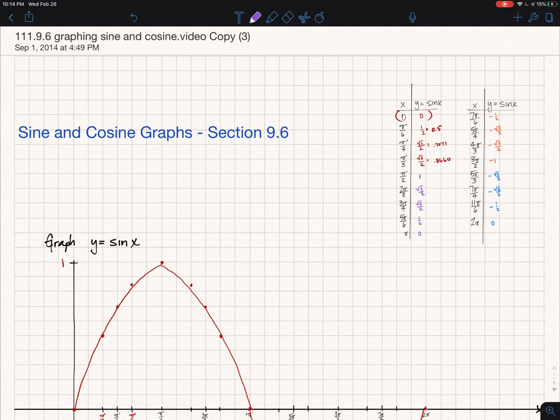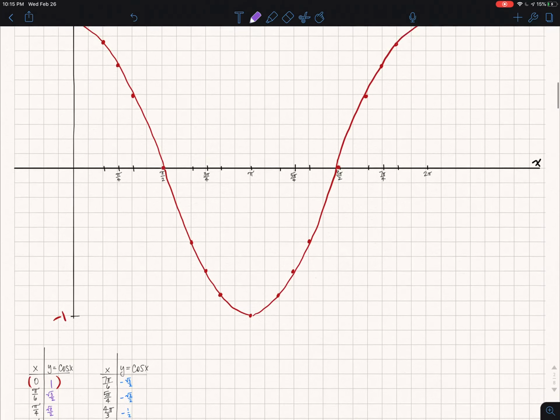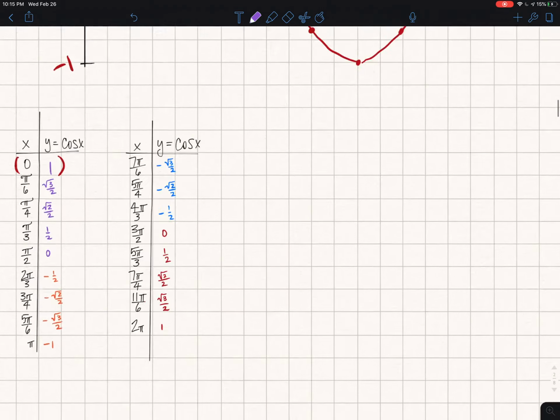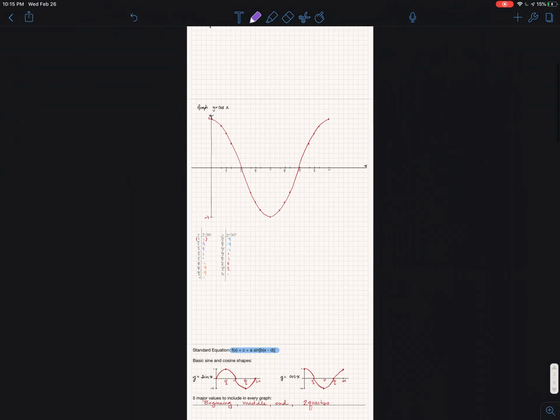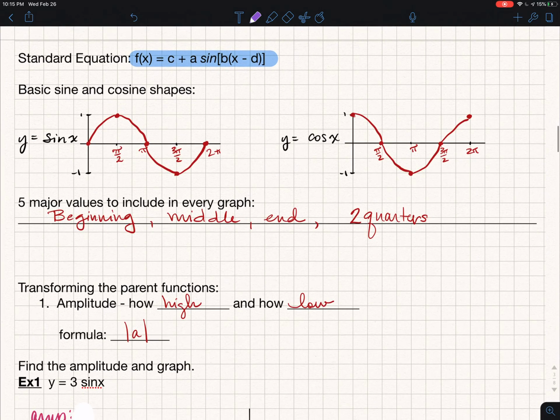Alright, so let's look at section 9.6 first. In section 9.6, you've already had to graph the parents. Now the nice thing is this whole table of values, you only have to do that in the parents. You'll never have to do that for any of the other graphs that we do from this point on.